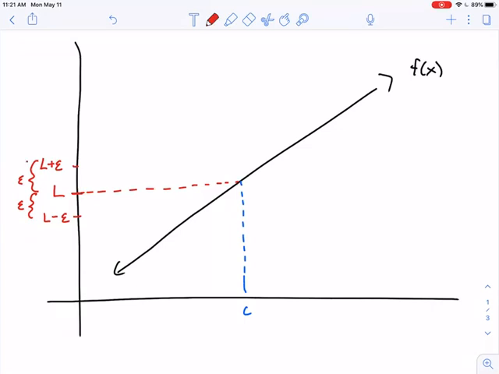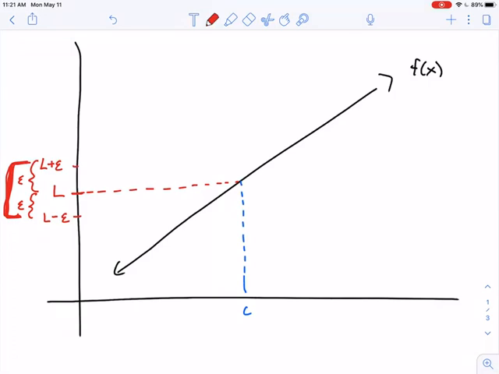So I've created what is sometimes called an epsilon neighborhood. You don't need to know that. That's a fancy math term. But if you want to impress your friends, we have this epsilon neighborhood. You want to kind of land in between L minus epsilon and L plus epsilon. That's our goal for a limit.